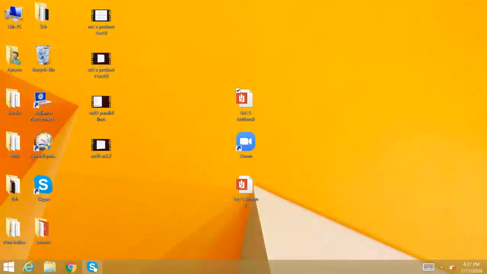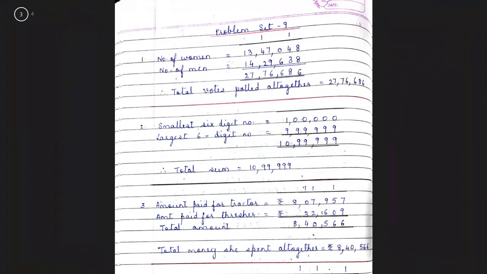So you have few men and women casting their votes. So first you will write number of women. So that's 13,47,048. Number of men, 14,29,638. And then you will add both of them and you get the total votes polled together is equal to 27,76,686. Okay, you can put a plus sign between both of them so that you know it is adding up and then you can do the addition.